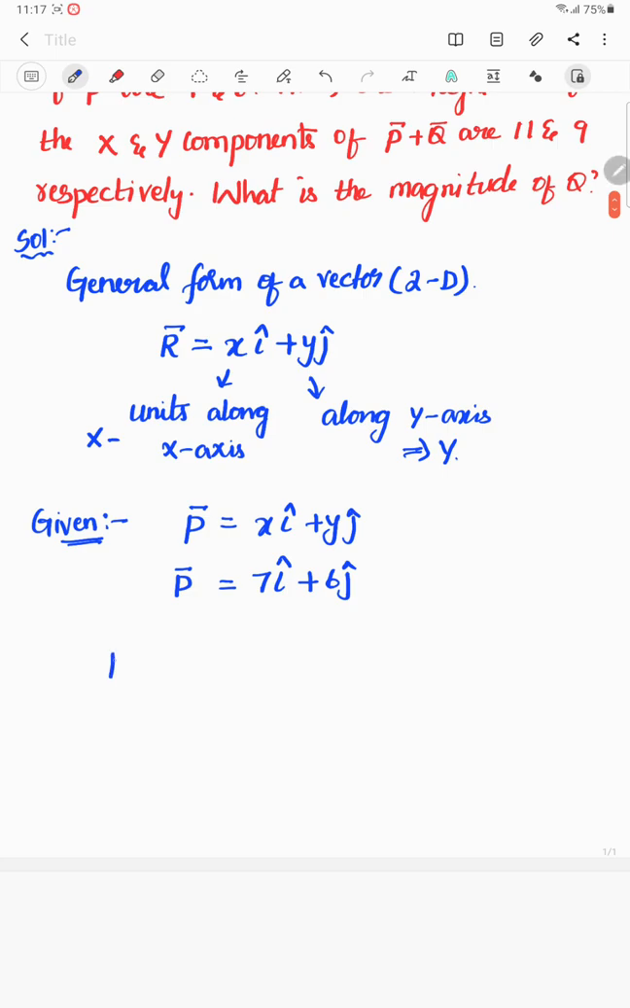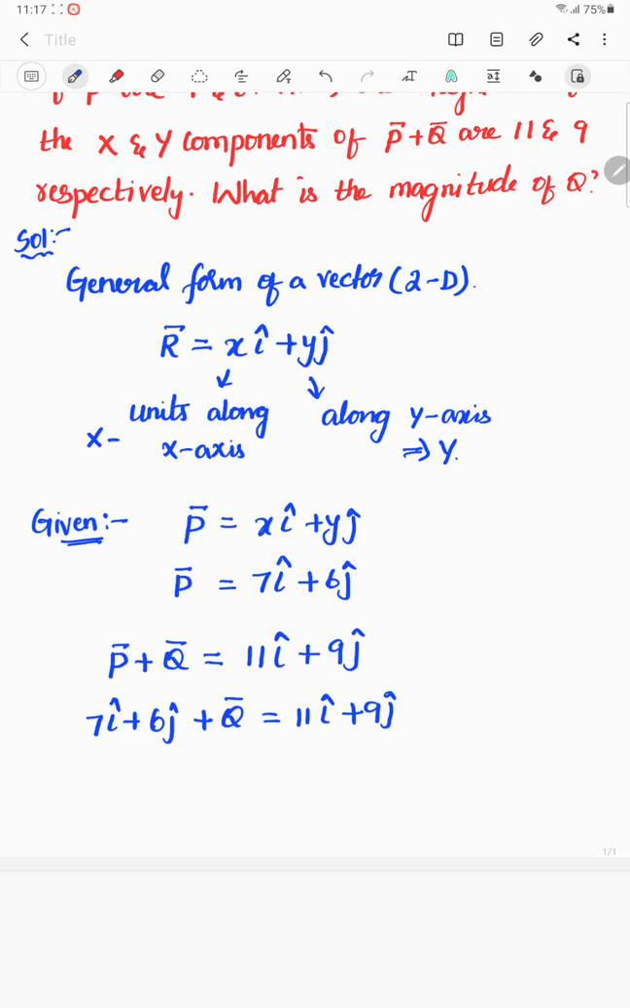So the sum of one vector, p bar, and another vector, q bar, is the resultant given as a vector in terms of i cap and j cap again. Its x component is 11, so 11 i cap, and the y component is 9, so that is 9 j cap. Now just substitute p bar in this expression: 7 i cap plus 6 j cap plus q bar is equal to 11 i cap plus 9 j cap.